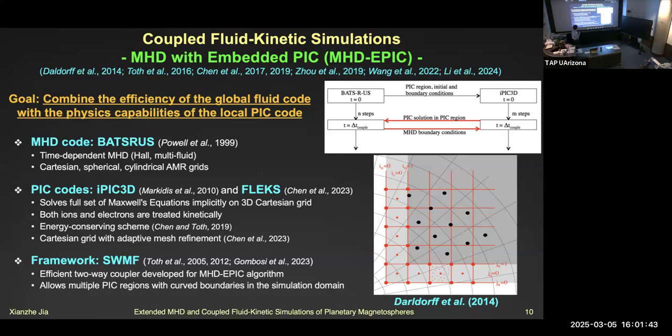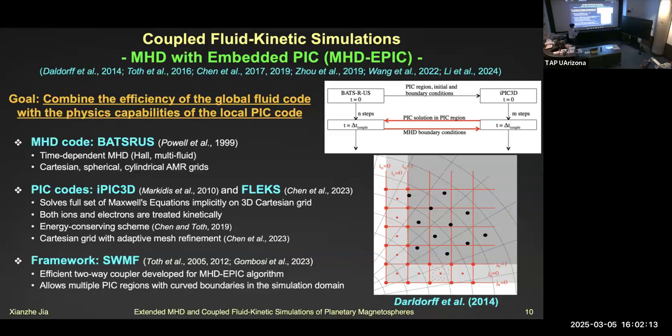From the name, you can tell we want to embed particle-in-cell inside of an MHD code. Now, MHD is well known for its efficiency, and we can do global simulations fairly fast with MHD models, but it does not contain kinetic physics. If you want to model reconnection, MHD really is not the approach to go to. So we want to rely on a kinetic code to handle reconnection.